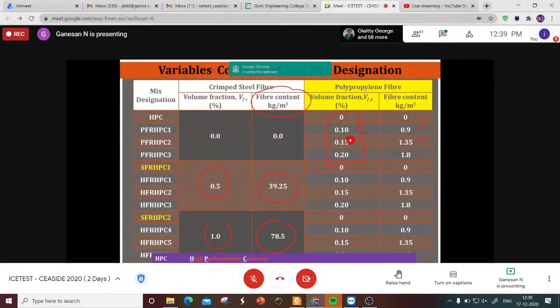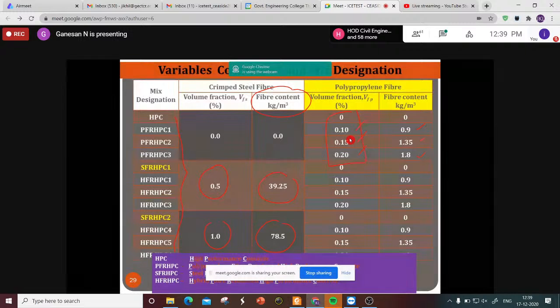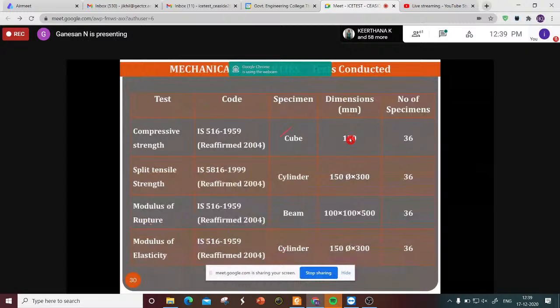And the specimen designation is given here. That depends on HPC, and polypropylene fiber reinforced concrete is PFRC only with polypropylene. When you add steel it is SFRC, and when you add both, it is called HFRC. So only polypropylene, steel, and hybrid. Well, as usual, the control specimens are cube, cylinder, and prism. That is called, it's not a beam specimen, it's a prism.